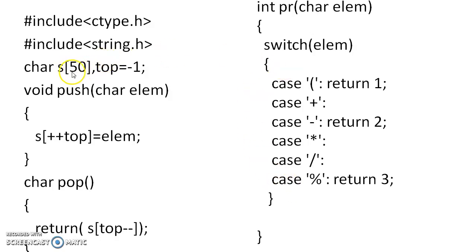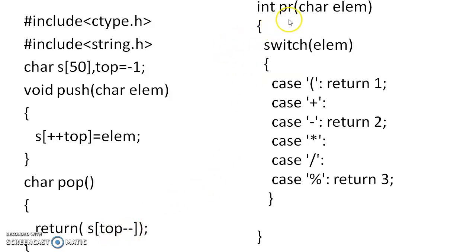I am taking the stack as 50 characters and I am placing the top of the stack as -1. And I am implementing the push operation and the pop operation. Push operation simply increments the top and then the element is placed into the S of top position. And pop operation simply removes the S of top and decrements the top, top equal to top -1.